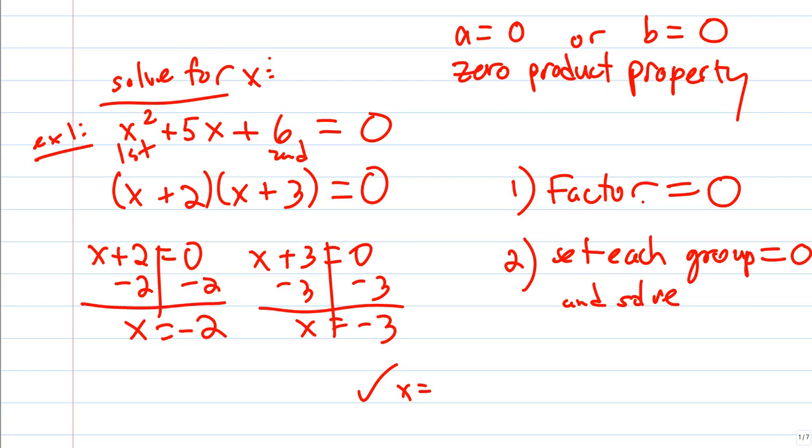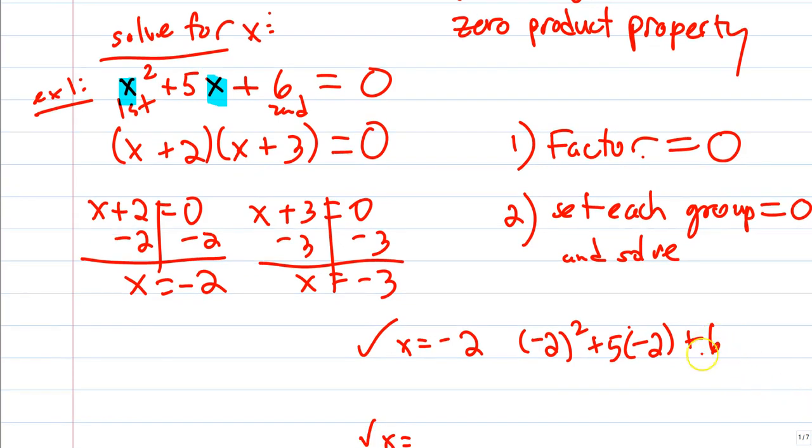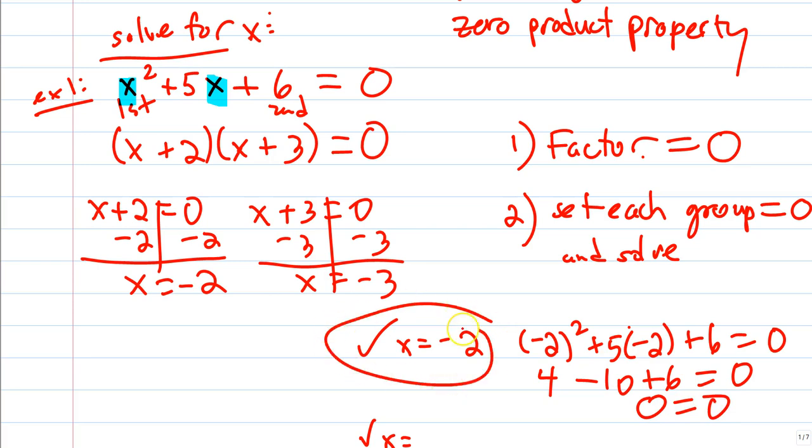We just said negative 2 is a solution. If x equals negative 2, then I'm going to go up here to the equation, and everywhere there's an x, I'm going to put a negative 2. So x squared becomes negative 2 squared plus 5 times negative 2, plus 6. Let's see what this becomes. This should equal 0. This becomes 4 minus 10 plus 6. This gives us 0 equals 0. This is one of our solutions.